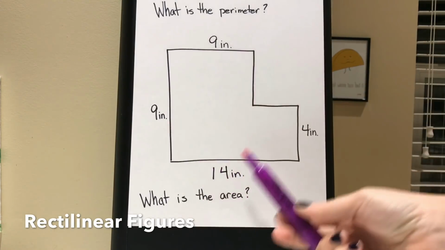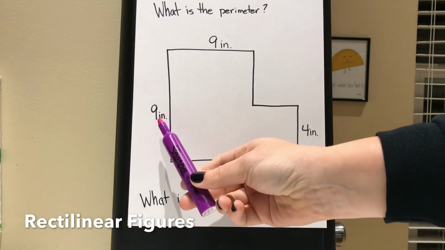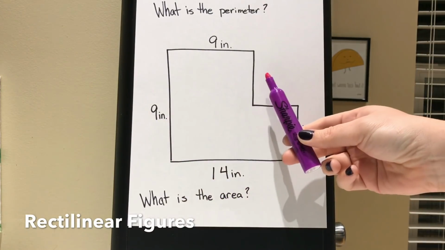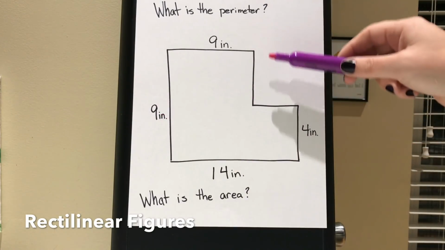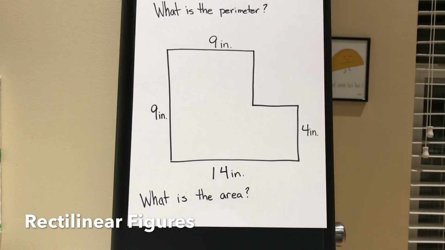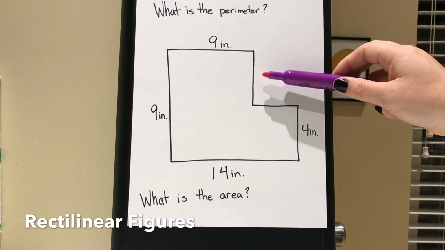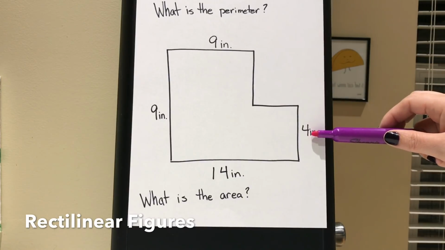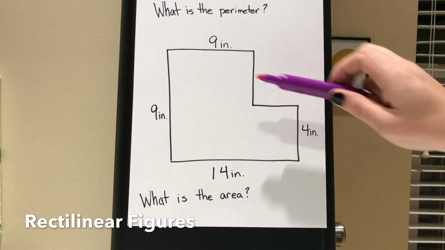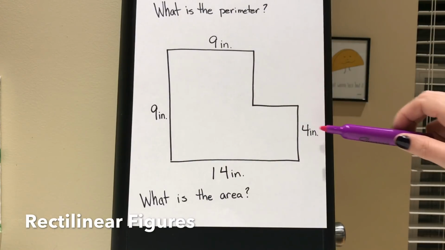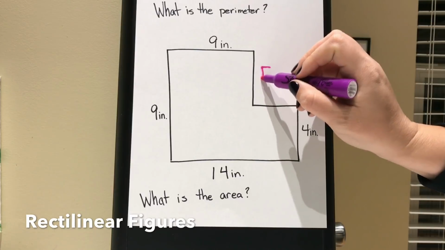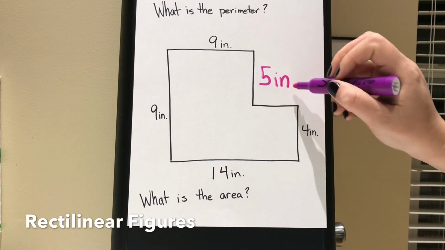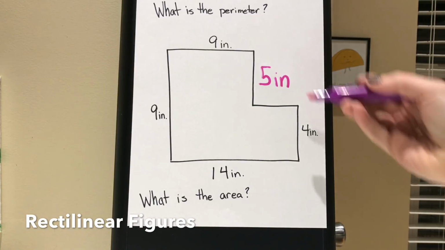Okay, so if I'm looking at this figure right here, I know that this side is 9 inches. This side is unlabeled. Well, I can use this 9 inches to help me understand the length of this unlabeled side. So, this side and this side have to combine to be the same length as the opposite side. So 4 plus our unknown equals 9. Well, that means our unknown has to be 5 inches. That's great, because 4 plus 5 equals 9.